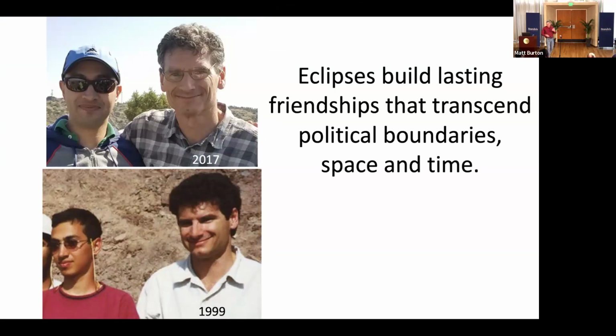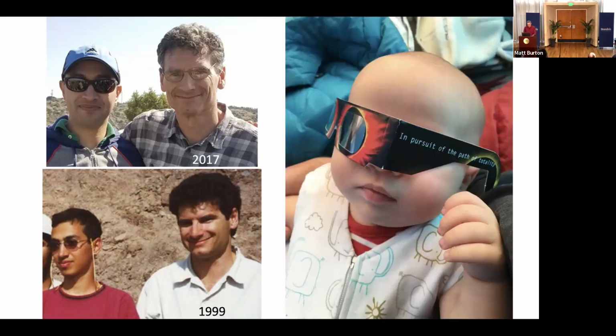It doesn't matter if you see the eclipse or it's cloudy, you're going to meet people, you're going to have experiences. You don't know what's going to happen. On that trip, this is Adam. He was our youngest member at 2 months old. And you can see our slogan for our eclipses, in pursuit of the path of totality.